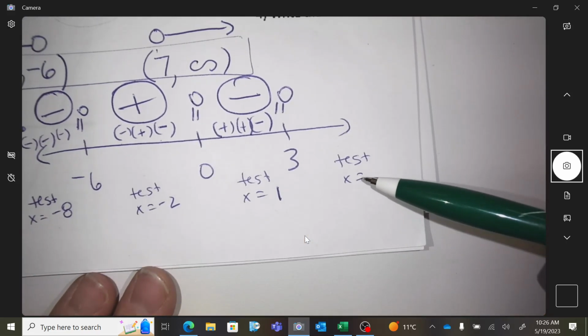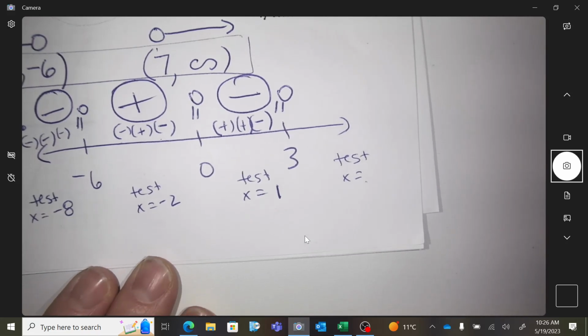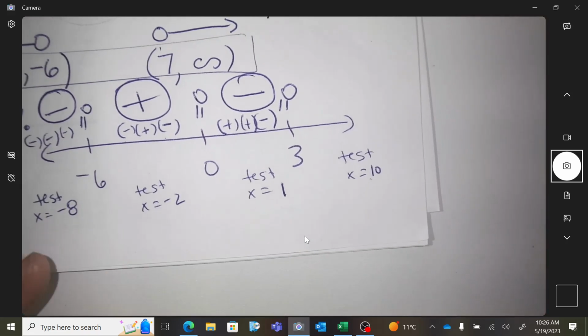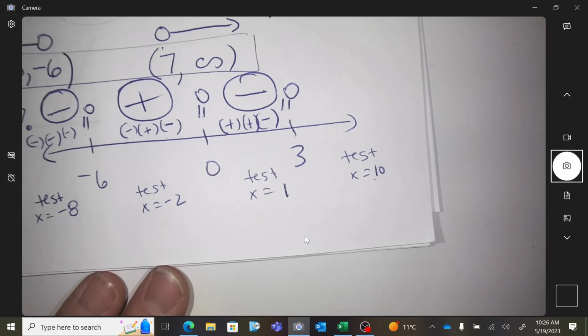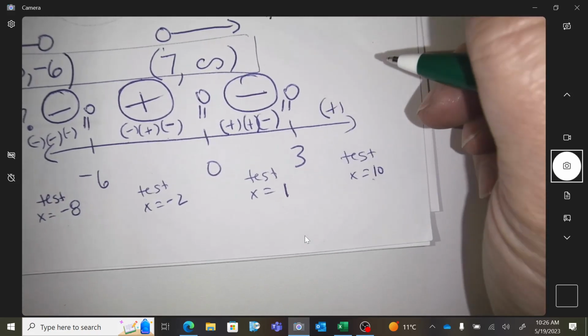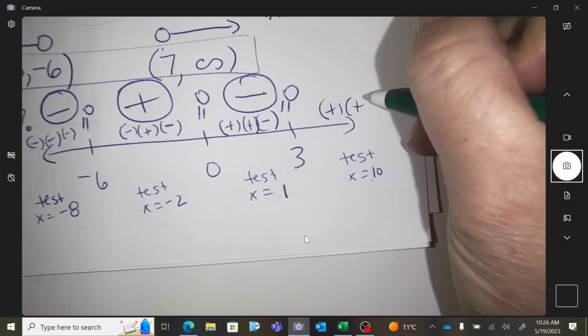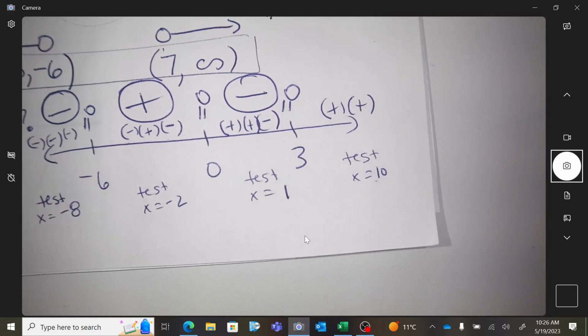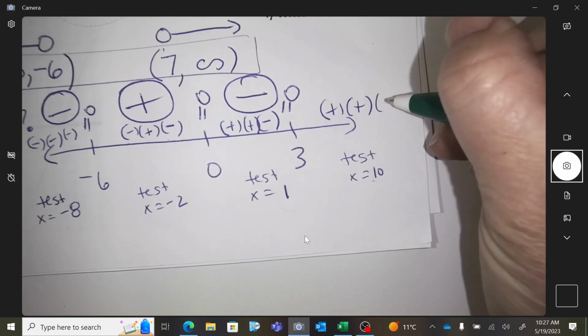And the last spot is here. I'm going to pick whatever, 10, something, anything bigger than 3. 10, positive. 10 plus 6, positive. 10 subtract 3, positive.